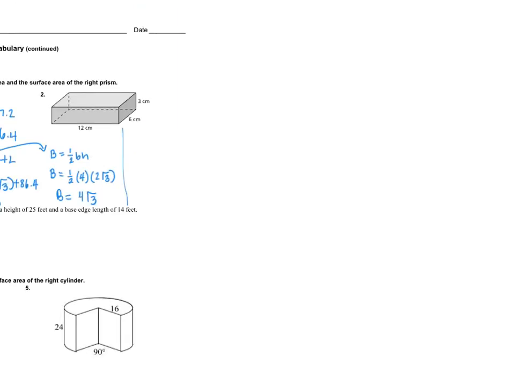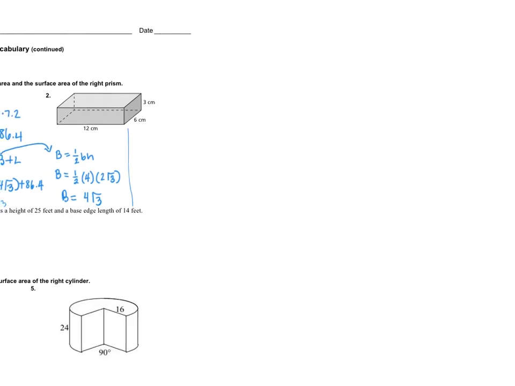For this next one, I've got a rectangular prism. So again, I know that my lateral area is going to be perimeter times height, and my surface area is 2b plus my lateral area. So first off, I need to figure out my lateral area. Now, since this is a rectangular prism, we know that it could actually have different bases.